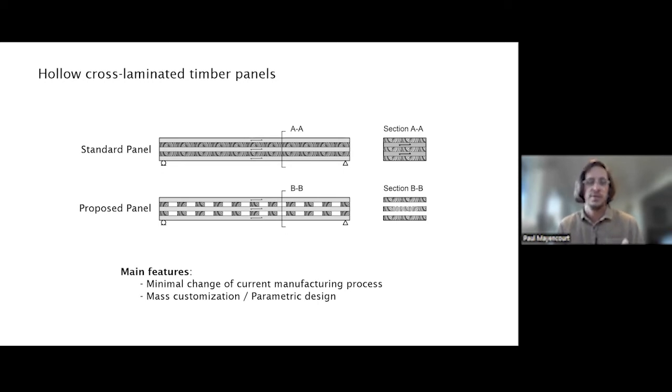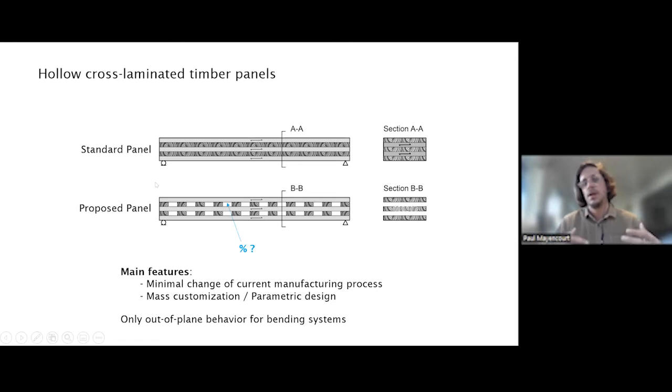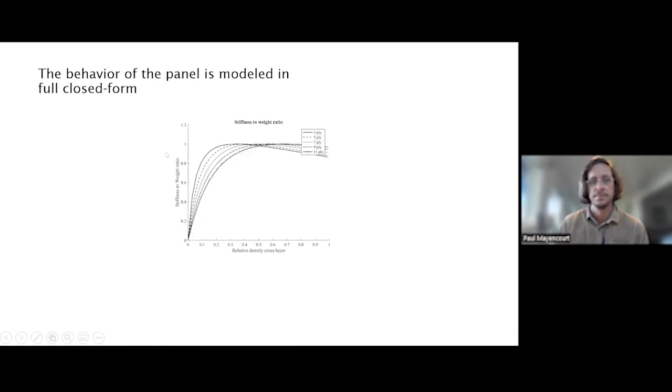And the other interesting aspect is this is a very minimal change to the current manufacturing process. We've been in touch with manufacturers and they could manufacture these panels tomorrow because this is already possible, and some of them already do that as part of the manufacturing process. So the question here is, how much can we remove without having a panel that is not structurally sound anymore, but still enough to have an impact on material savings?